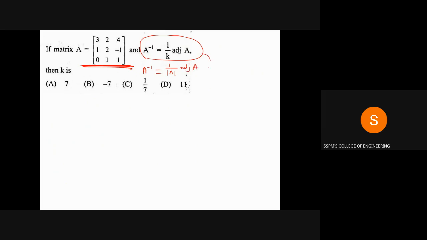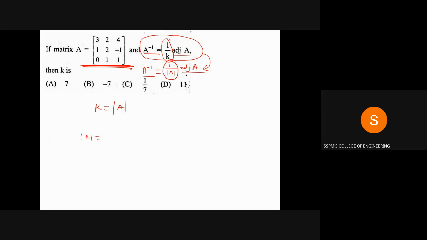So now compare this. What do we get? See here. Here it is A inverse, here A inverse. Adjoint of A, here also adjoint of A. But 1 upon K is equal to 1 upon determinant of A, which means that K equal to what? K is equal to determinant of A. Therefore, you just have to find determinant of A. So, what is the determinant of A? How to find it?